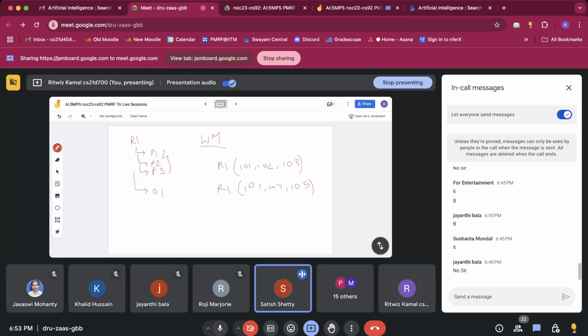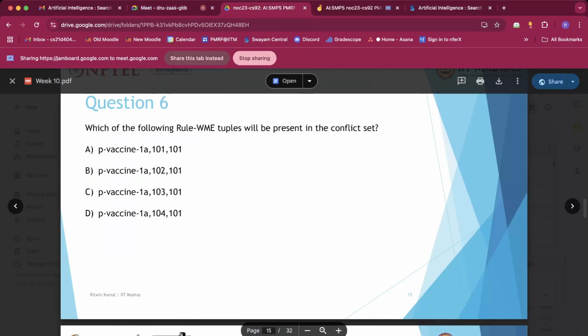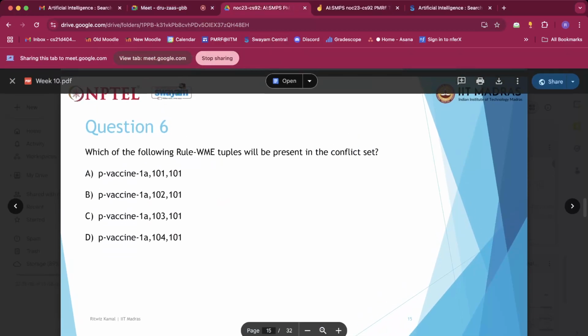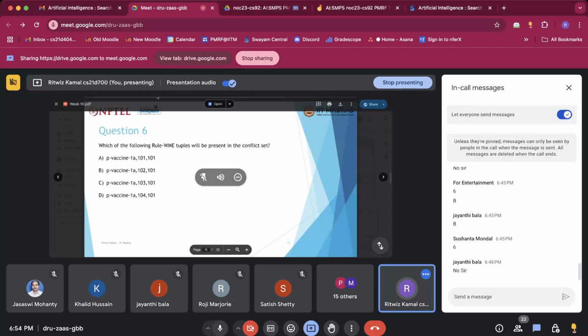That's right. Yes, you can take three, because each precondition has to match with a certain working memory element. We cannot have a one to many or many to one mapping. We need to have a one to one mapping between each precondition and each working memory element. Thanks for your question, Satish. I think it was a nice intuitive question.